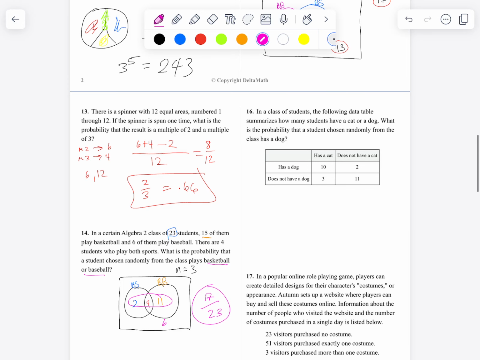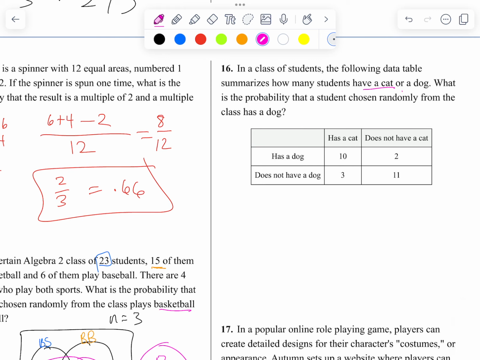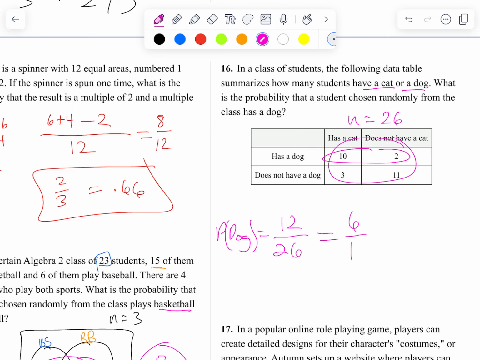All right. Number 16. In a class of students, the following data table summarizes how many students have a cat or a dog. What's the probability that a student chosen randomly from the class has a dog? So we're going to add up everybody just like we did before. That's 10, 12, 15, 26. So of the 26, how many of them have a dog? There's 12 that have a dog. So that's 12 out of 26. The probability of a dog is 12 out of 26. I could reduce that. They're both divisible by 2, so that'd be 6 out of 13.